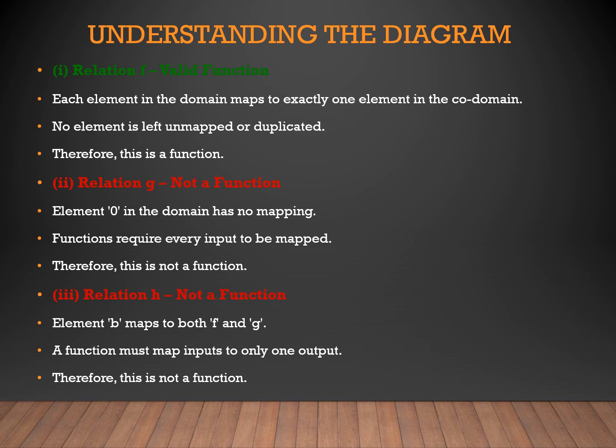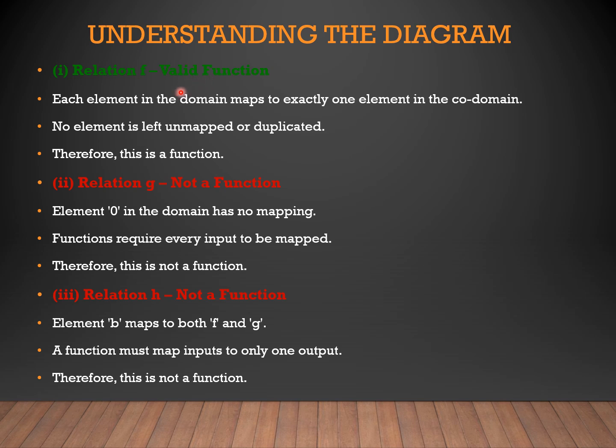Let's understand the diagram. Relation F is valid as a function. Why? Because each element in the domain maps to exactly one element in the codomain. When we were starting the class, we already had the definition of domain and codomain when we were dealing with relations. So let me give you a summary of it here.